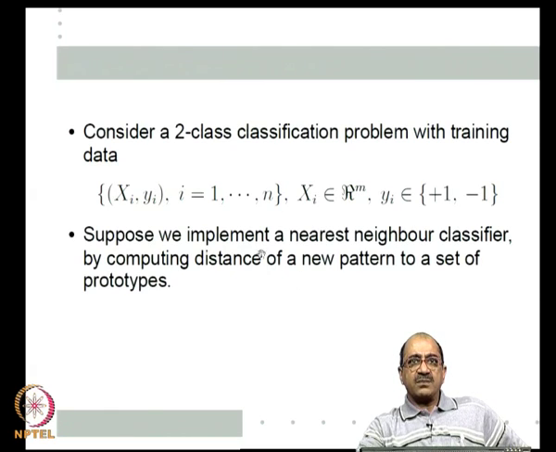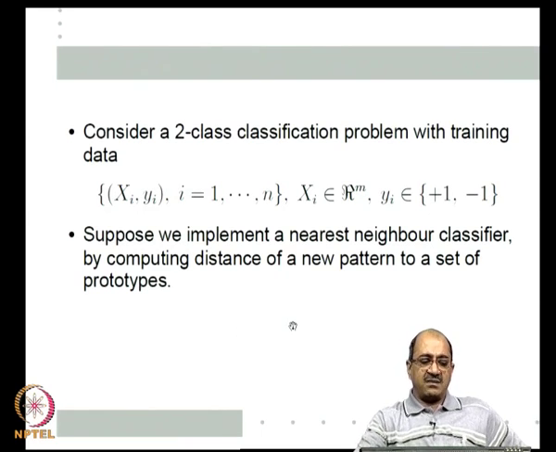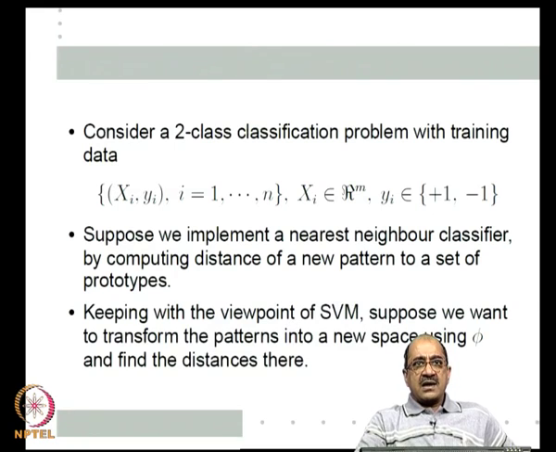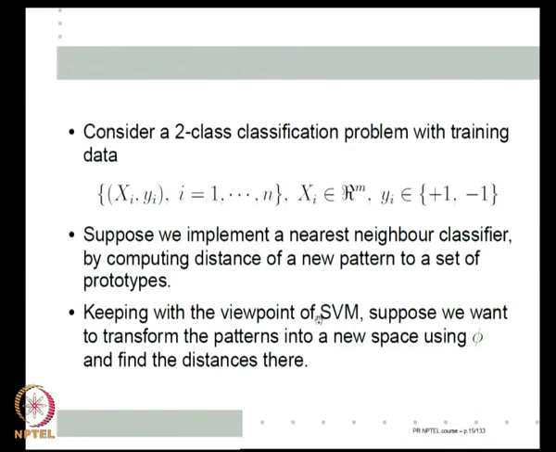Now, suppose we implement a nearest neighbor classifier by computing distance from a set of prototypes. What does the SVM idea amount to? We do not do it in the original feature space, but we map the feature vectors to some other high dimensional space and do distances there. So, the same way we are using some phi to map x's, and we are finding Euclidean distance, or distance using an inner product, in the range space of phi.